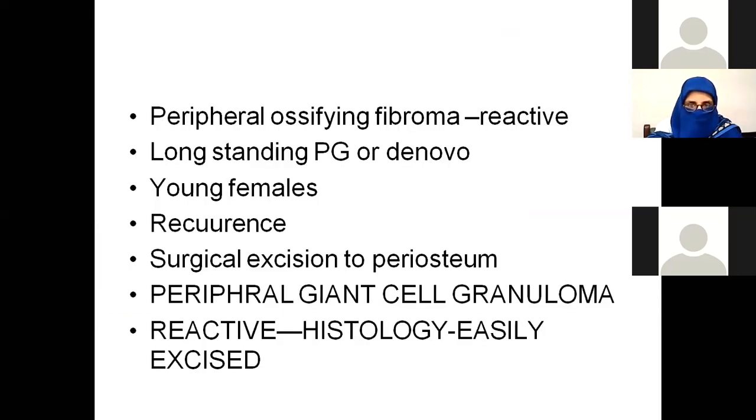Okay, peripheral ossifying fibroma is the reactive. We are running out of time. Peripheral ossifying fibroma is another type of the reactive condition. This is long-standing, as we said that it can arise either from the pyogenic granuloma or de novo.